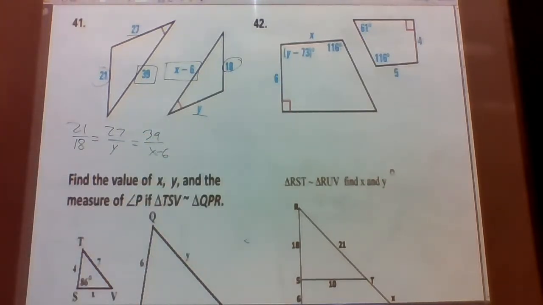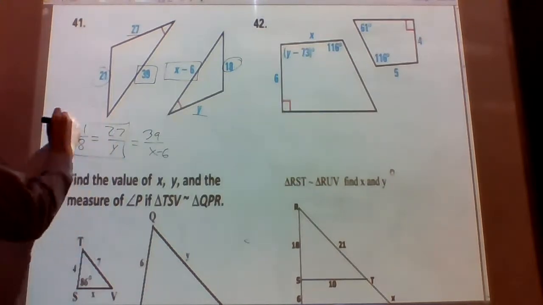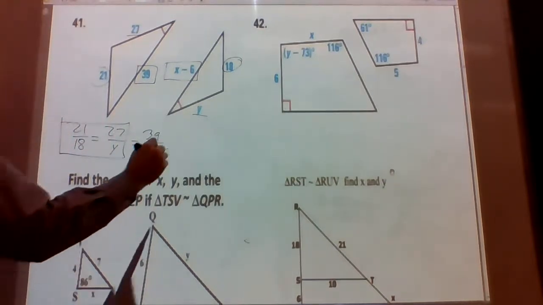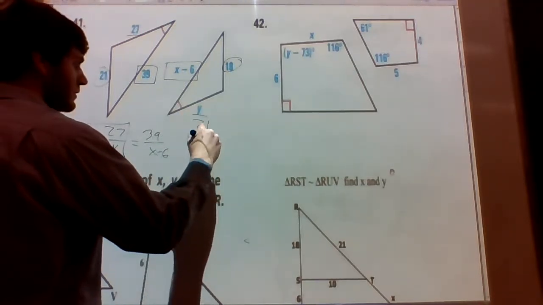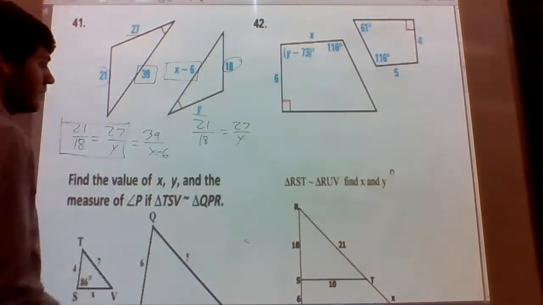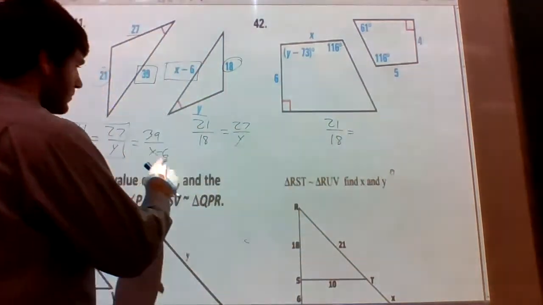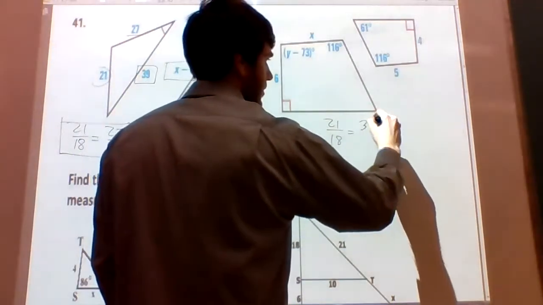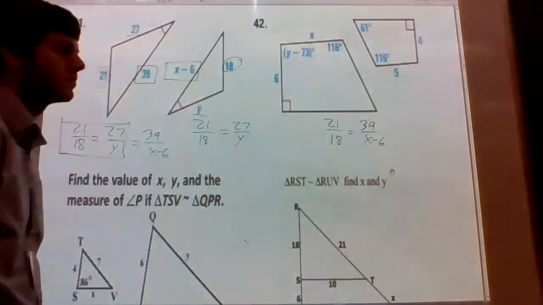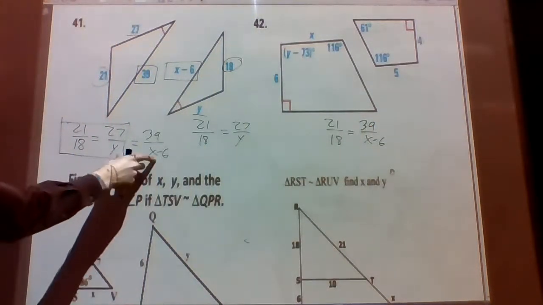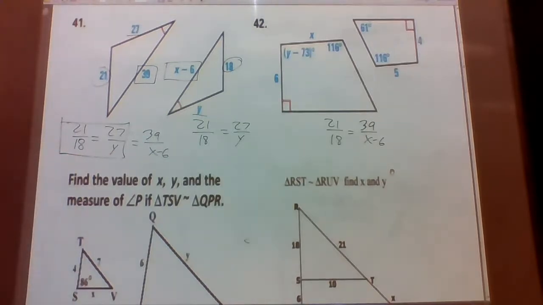Okay, so we have a proportion here with two variables. We want to break it down. First we're going to want to do this piece to find y. So 21 over 18 equals 27 over y. And then we can do 21 over 18 equals 39 over x minus 6. Because we know both of these terms are going to equal 21 over 18. They're all going to equal each other. You can rearrange them however you need to.